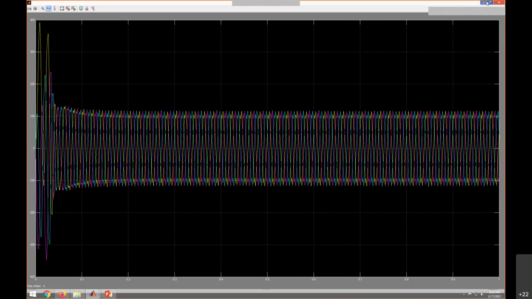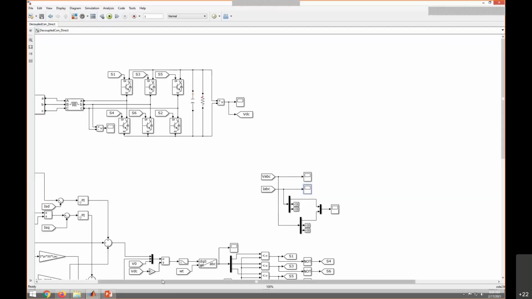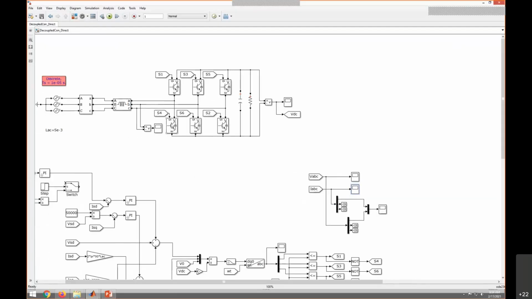Pre-charging is also easy, right? So first thing is to operate this as a diode bridge rectifier. We need to inhibit the firing signals for some 1 or 2 seconds. Then these diodes will act as a diode bridge rectifier, and it will charge that capacitor to 3Vm by pi.